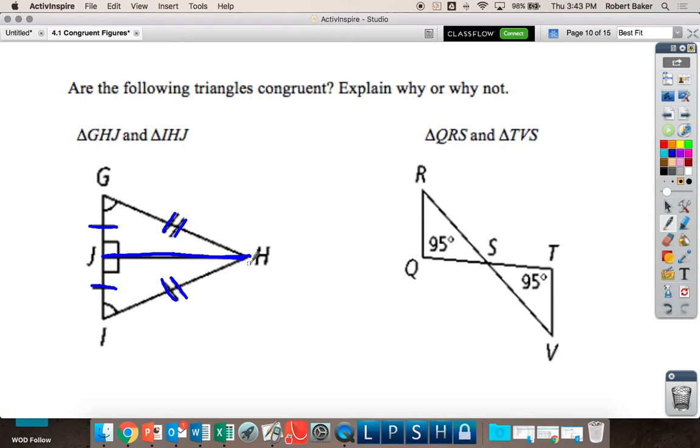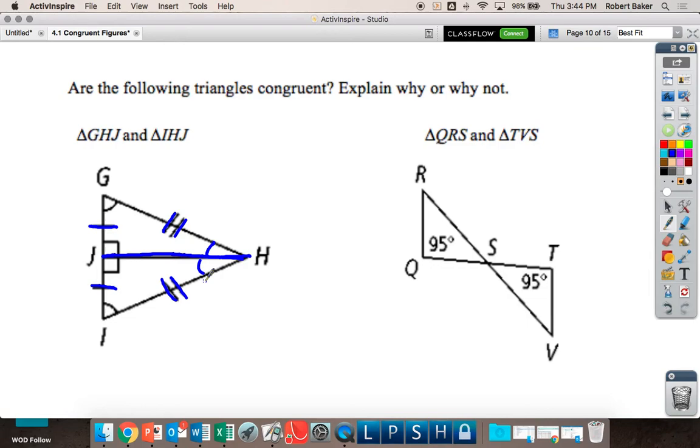Do I have angles that are the same? Yes. Do I have any angles over here that are the same? Yes. How do I justify that this angle and this angle are the same? Because of the third angle theorem. So now I have three sides that are the same. I have three angles that are the same. Are those triangles congruent? Yay!